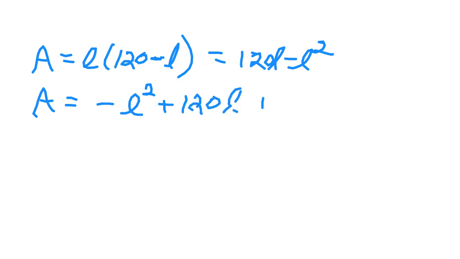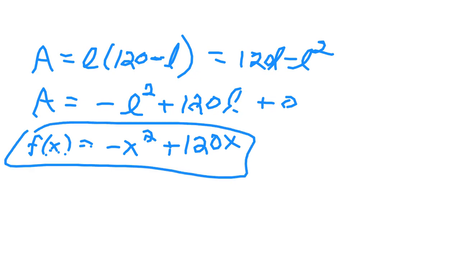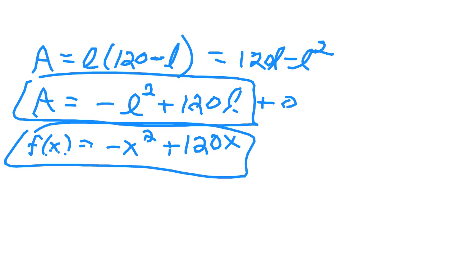And then if I really wanted to, I could have plus 0 on there for the constant. But if A of L is my function, and if I rewrote this, instead of A, I called it F, then F of X is minus X squared plus 120X plus 0. What do you notice? These are the same equations. This just happens to be a function in terms of L instead of X. But you could say, hey, I could graph that thing. Of course we could graph it.